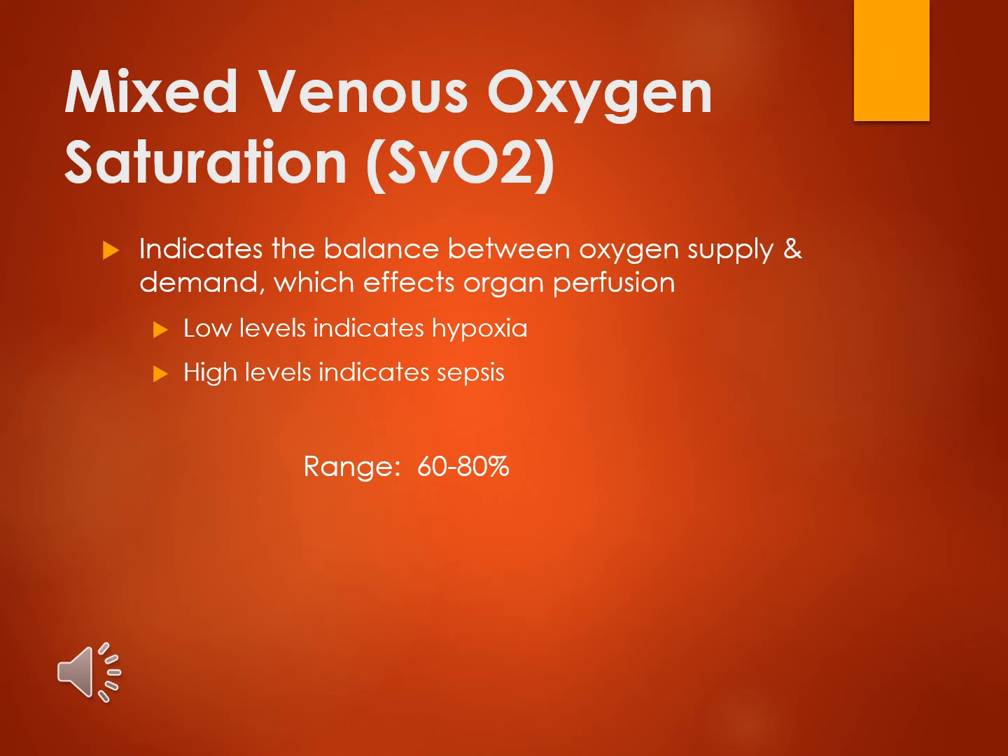Mixed venous oxygen saturation indicates the balance between our oxygen supply and our oxygen demand. So low levels will indicate hypoxia, which you know. If we don't have enough blood to oxygenate our organs, we will see poor organ perfusion. High levels can also indicate situations like sepsis. So our range for this is going to be somewhere between 60 and 80.